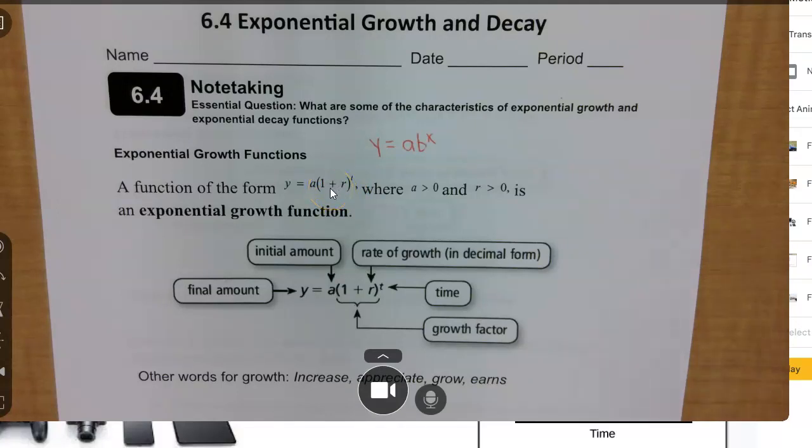If this is a subtraction sign, it's going to be decay. And so your r is the rate at which it's either growing or decaying. And the r is going to be given to you as a percent. Now, when we do percents, I want you to think about the following fraction.